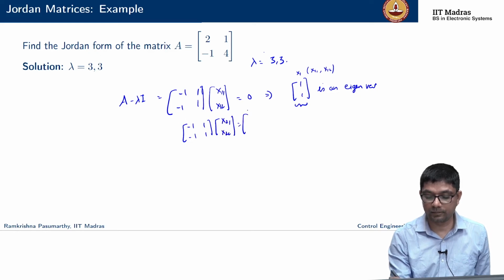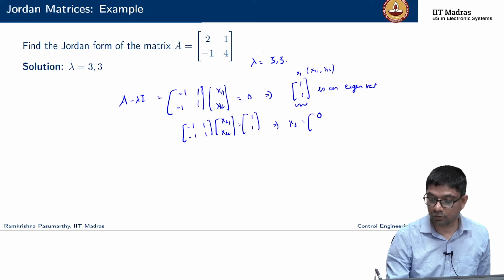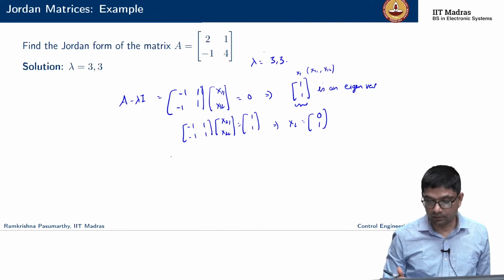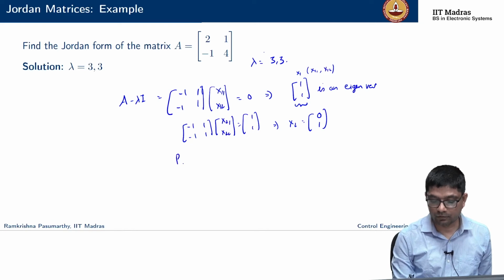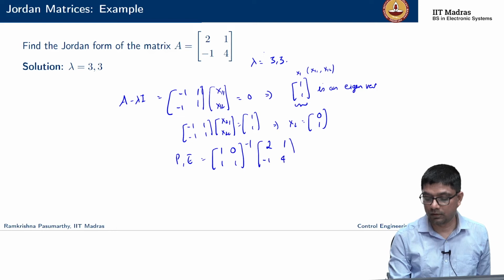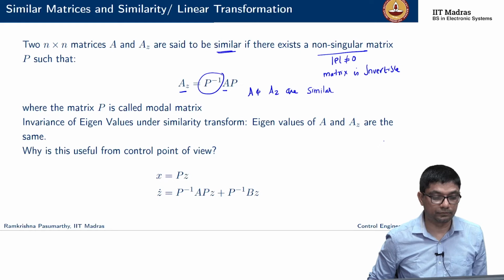On the right hand side, this will be x1, which is 1, 1, resulting in x2 of 0, comma 1. And I just do this transformation P inverse AP. So my P, or what we called E earlier, will just be 1, 1, 0, 1. You multiply P inverse by 2, 1, minus 1, 4, and put a P here, 1, 1, 0, 1, you will get 3, 1, 0, 3. Simple, you can just check this out.